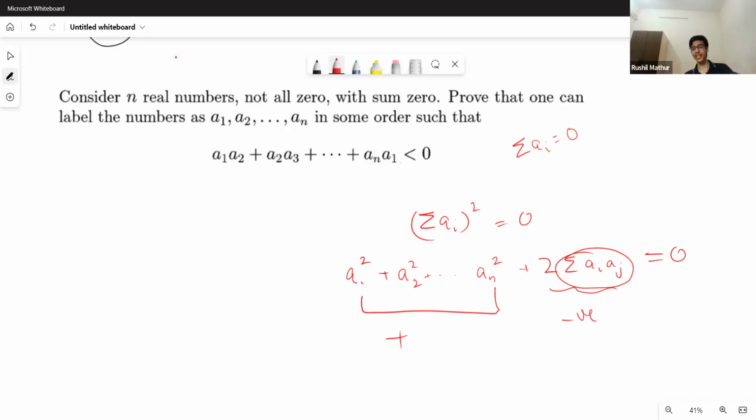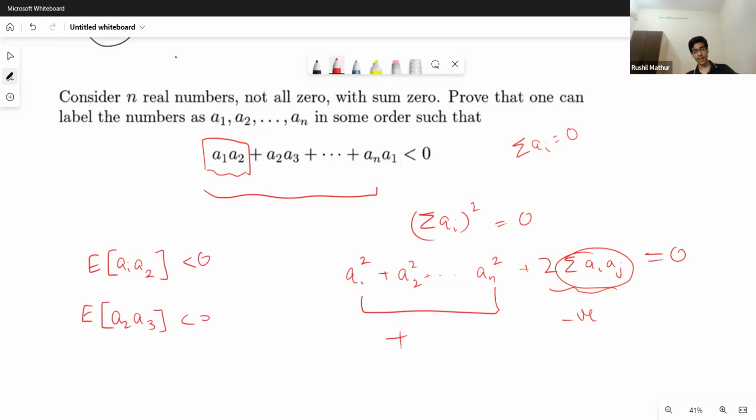So the idea is if the entire sum is negative, but the expected value of a random thing was positive, then we could have added all of those things and said the expected value of the entire thing should be positive, but we know that it's negative, so contradiction. Basically, the idea is you get the expected value of A1 A2 is less than 0. And so you can say similarly, E of A2 A3 is less than 0, and so on, and E of An A1.